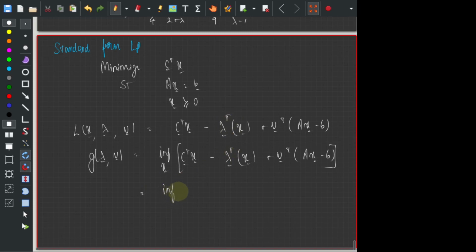So this is the infimum of c transpose x, or let me write this as x transpose times (A transpose v minus lambda plus c), and what remains is minus v transpose b.